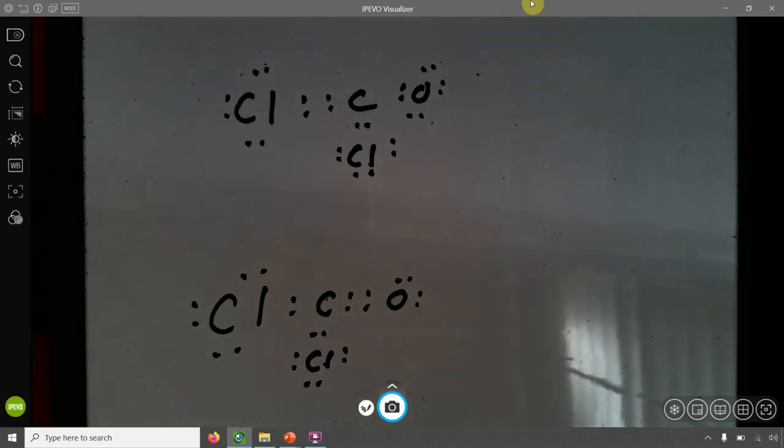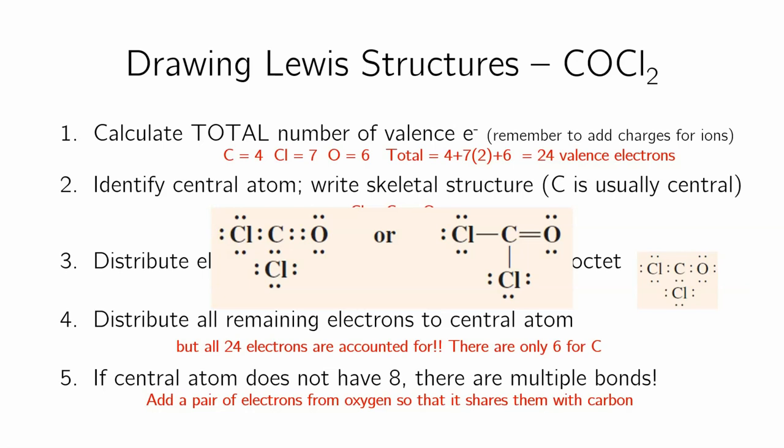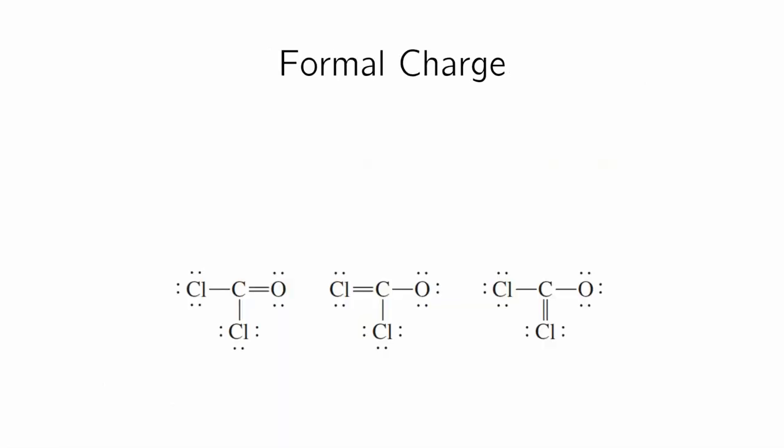But let's say you didn't know that. Let's say it was very exotic elements, not like chlorine or something. How would you do that? That's why we invented the formal charge. So this is how we got what I showed you on the whiteboard.